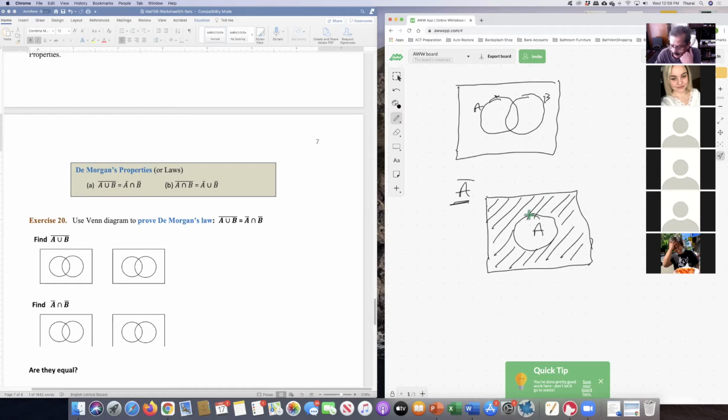Okay, now going back to this picture, I need to shade A union B bar. What do I shade here in this picture? The part outside of two circles. Right, everything outside of the two circles. Very good. Okay. So this is A union B bar, the region I shaded. Now I'm going to clear up the second picture.